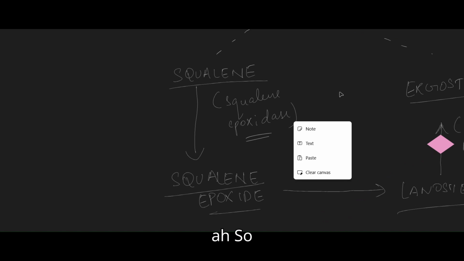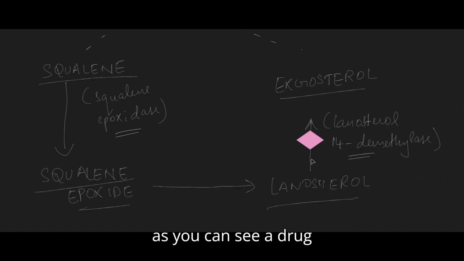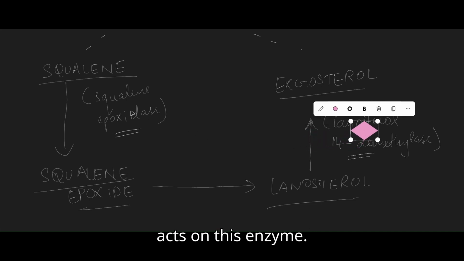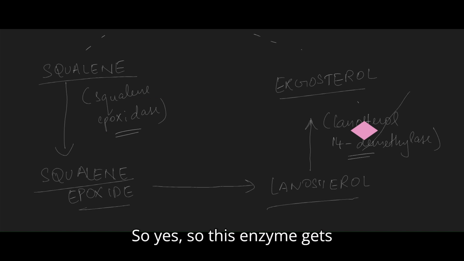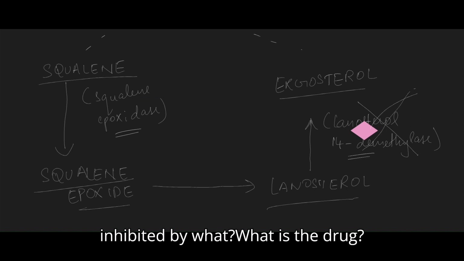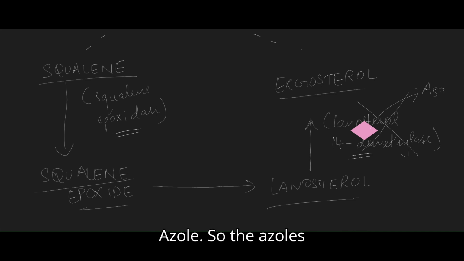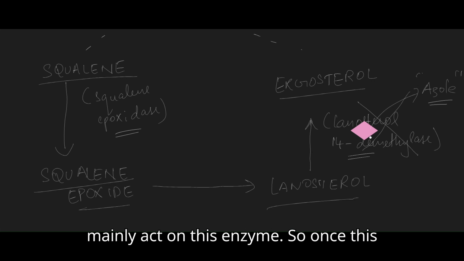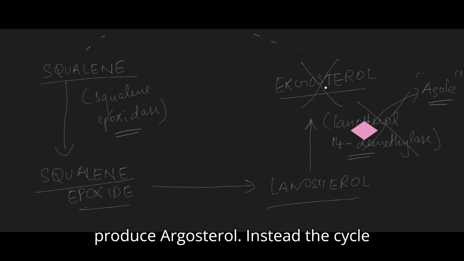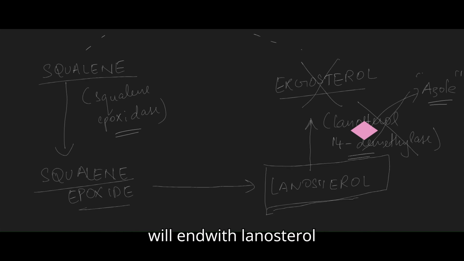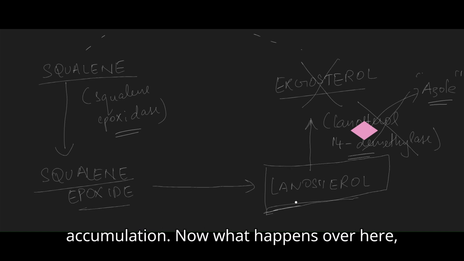So as you can see, a drug acts on this enzyme. So this enzyme gets inhibited by what is the drug? Azole. So the azoles mainly act on this enzyme. Once this enzyme is inhibited, you no longer can produce ergosterol. Instead, the cycle will end with lanosterol accumulation.